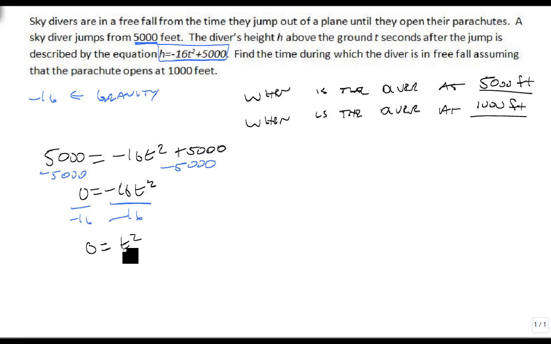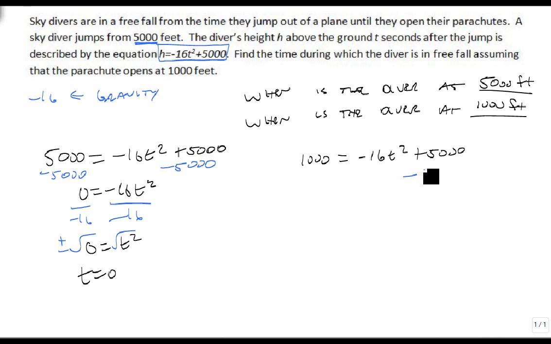Or, using the square root property, when we take the square root of both sides and put the plus or minus in front of it, we get t equals 0. So that one's pretty straightforward. At time equals 0, we are starting our free fall, which is why the model is set up the way it is. The other one's a little bit harder. When does 1,000 equal minus 16t squared plus 5,000?